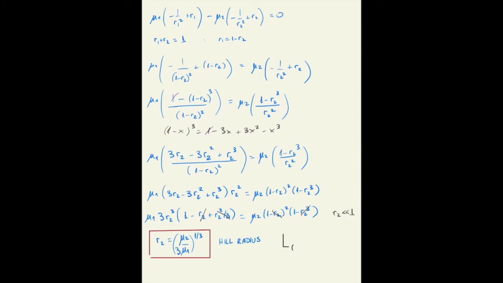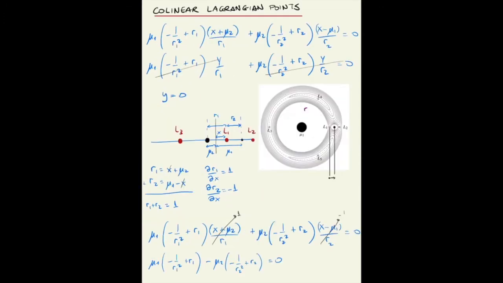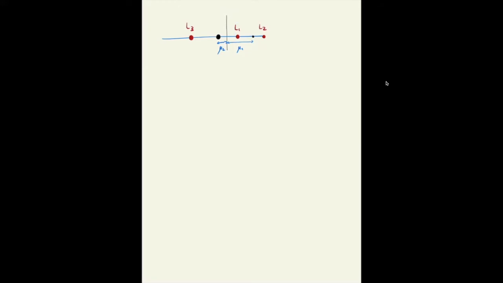It's 1 Hill radius away from the planet towards the direction of the star. This distance here is equal to the Hill radius, which is the cubic root of 1/3 of the mass ratio of the planet to the star. Okay, now let's do the same analysis for L2.